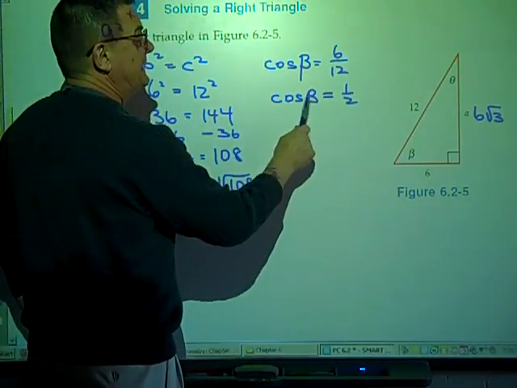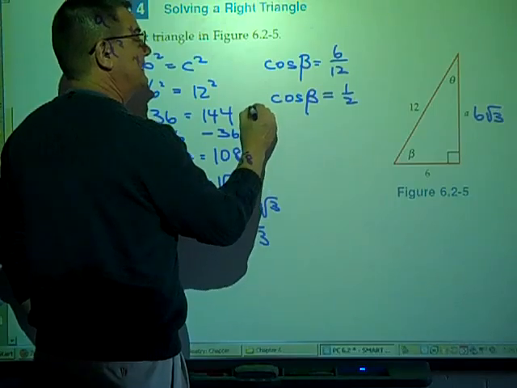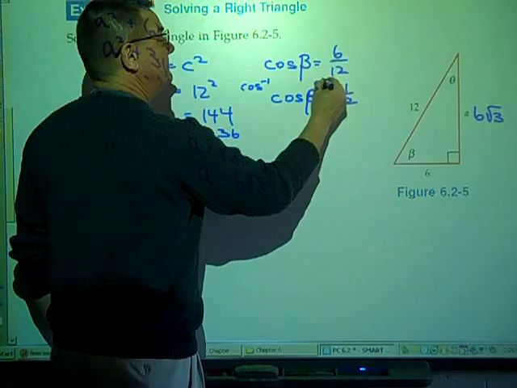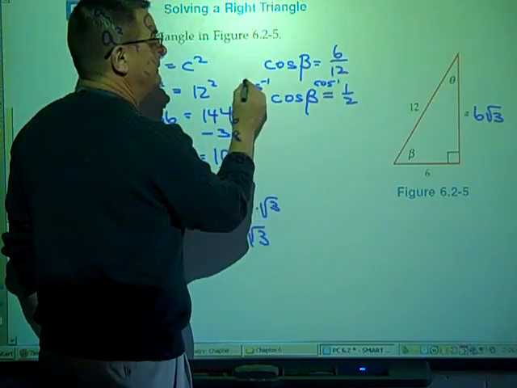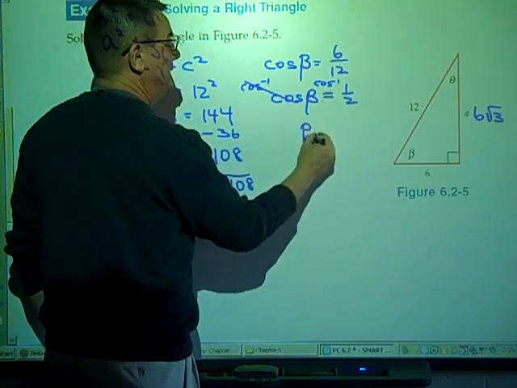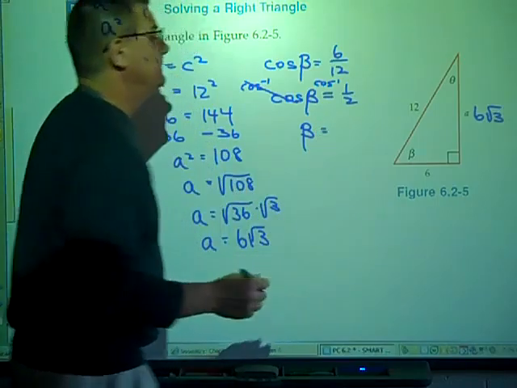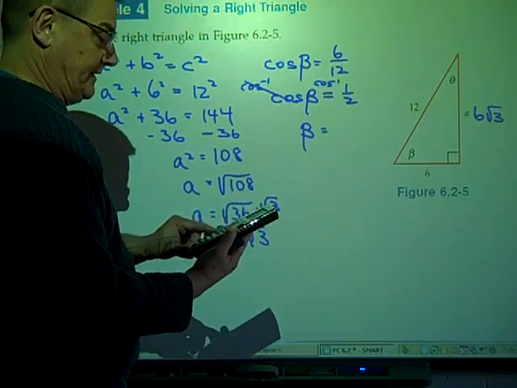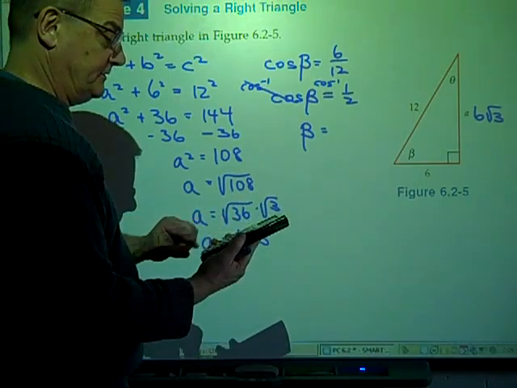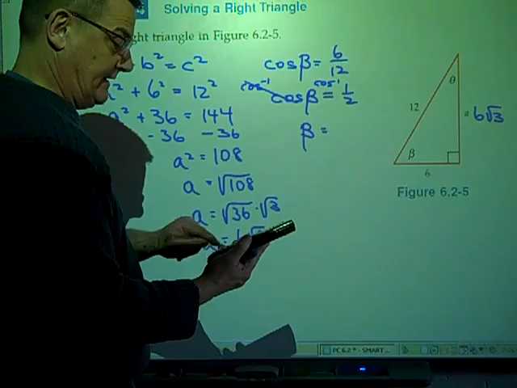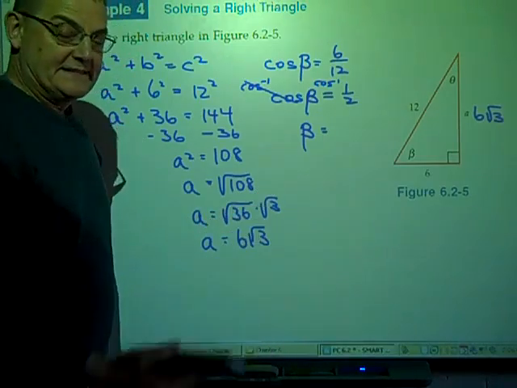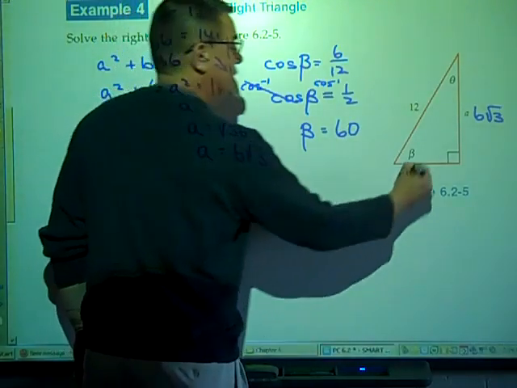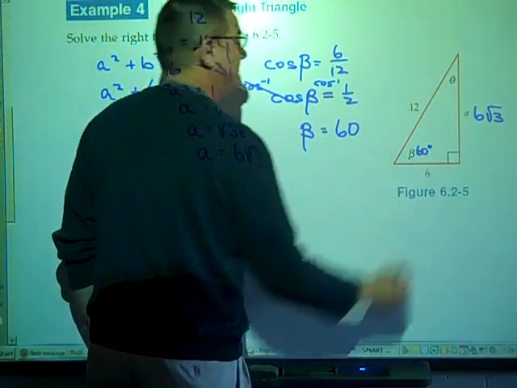And then if I want to find beta, I've got to get rid of the cosine, so we take the cosine inverse of both sides. These two cancel out, so I'm left with beta is equal to the cosine inverse of 1/2. So my calculator tells me that the cosine inverse of 1/2 is 60. So beta is 60 degrees.